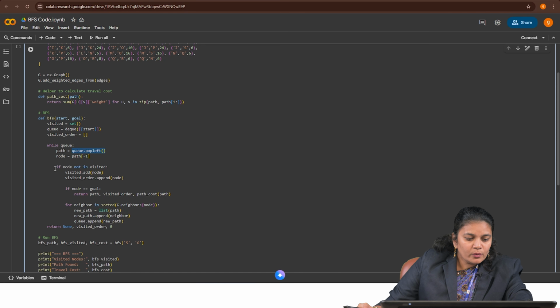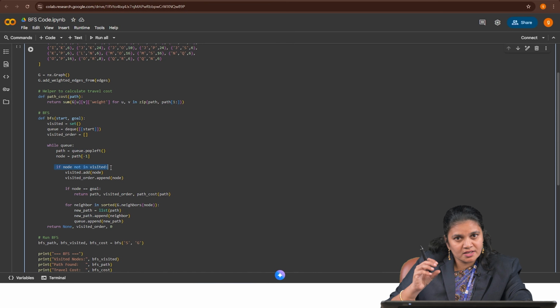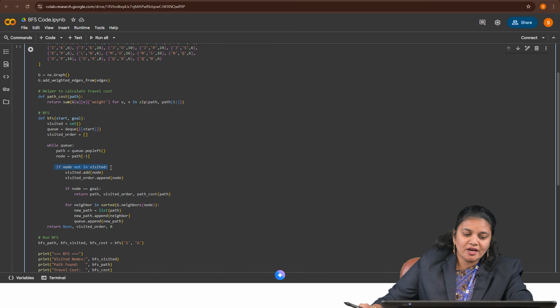And whenever a node is explored, we are checking whether it is in the visited list or not. If it is there, we can ignore it. That's what I have said. When we are exploring a node, 3 children are there, but 2 of them are already visited. We are ignoring those and moving to the only one node which is not in the visited list. So that check is being done here.